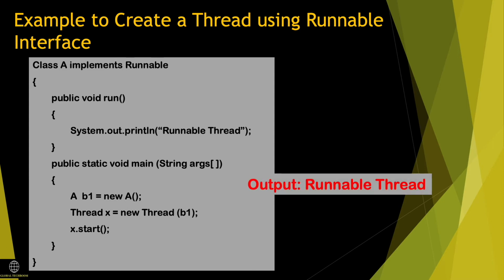In this example, B1 is an instance of a class that implements the Runnable interface and the name of the new thread is specified by threadName. After the new thread is created, it will not start running until you call its start method, which is declared within Thread.